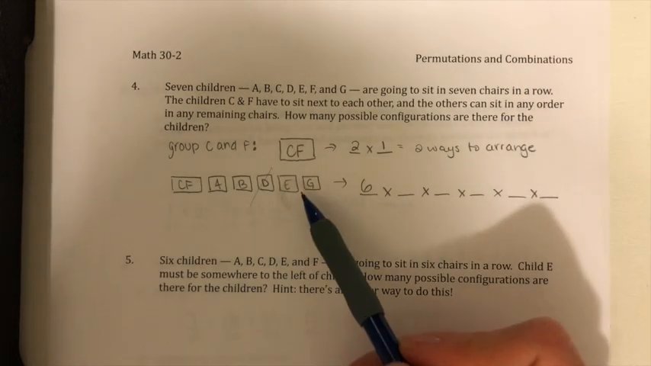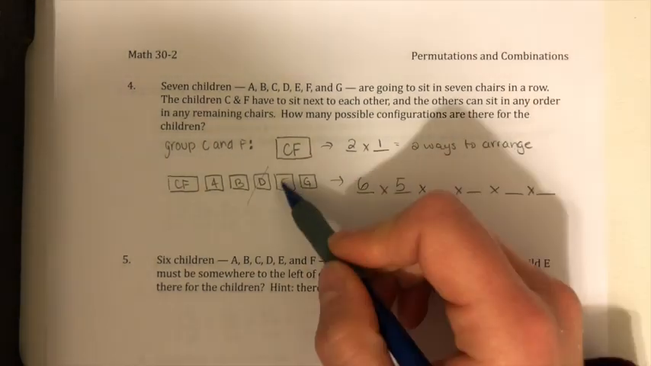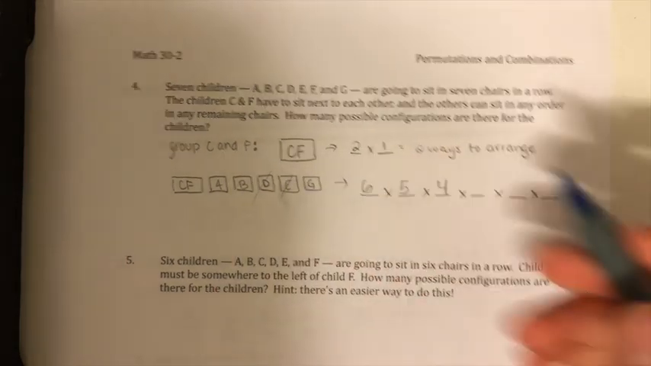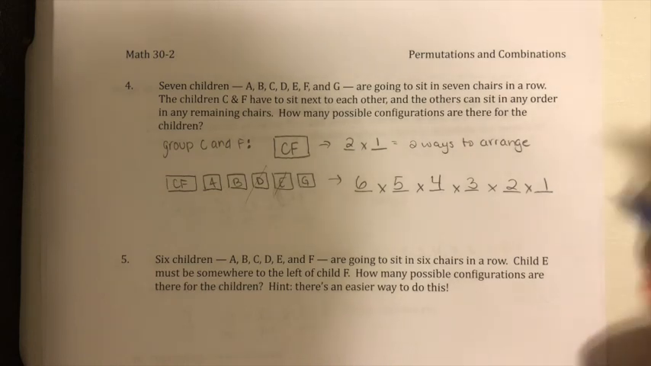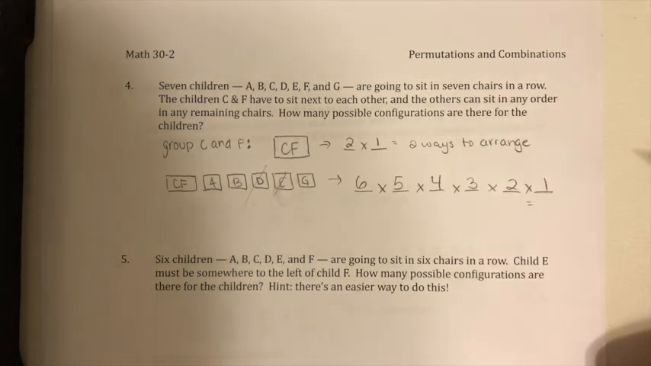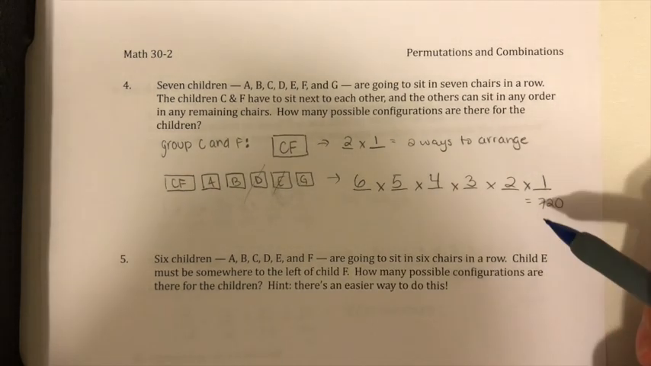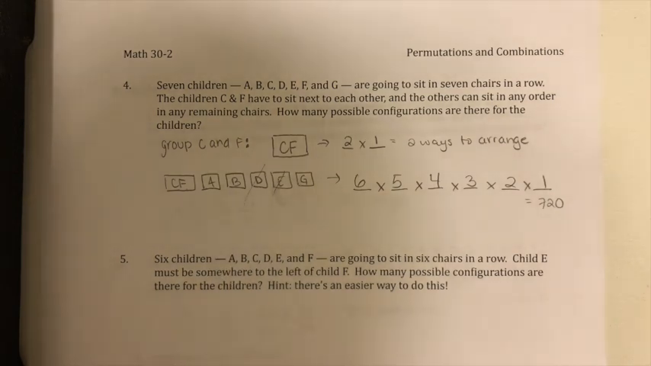Then now there's 1, 2, 3, 4, 5 different options that can sit there. So let's say E sat there. Now we've only got 4, and hopefully you guys can see the pattern. Then we'd have 3, then 2, then 1. So this would be 720 ways to arrange the package deal of C and F together with everybody else.